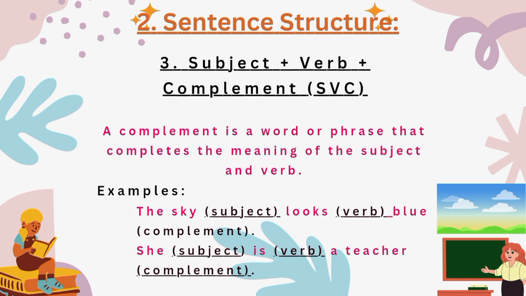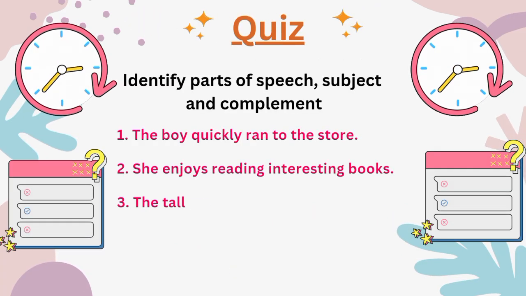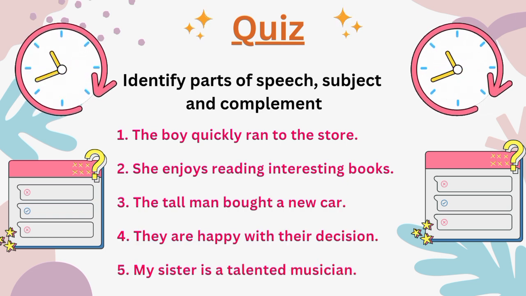The second example is she is a teacher. She is the subject of the sentence, is is the helping verb, and a teacher is a complement giving more information about her. Solve this quiz. I will share the answers in our next lecture.